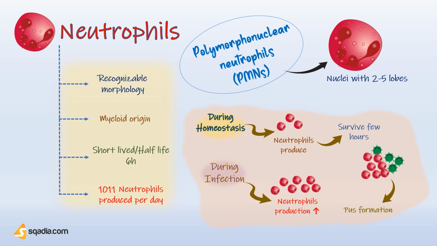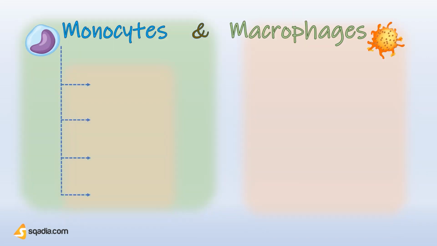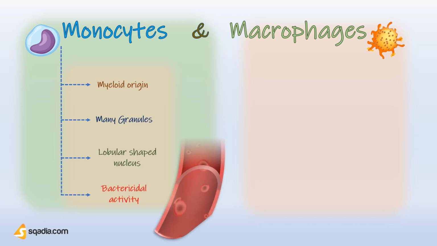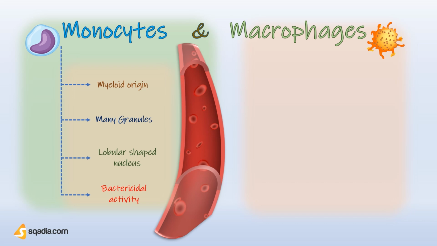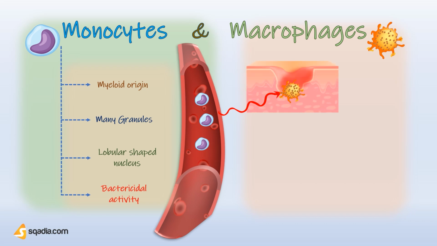Next major phagocytes are monocytes and macrophages. Monocytes are also myeloid cells, as they originate from bone marrow. They contain many granules and have a lobular-shaped nucleus. Monocytes phagocytose and have bactericidal activity. Inside the blood, they are immature cells, migrating to their site of activity. When they migrate into tissues, they become mature, and are now called macrophages. All macrophage forms have long lifespans and survive in the tissue for months or years.